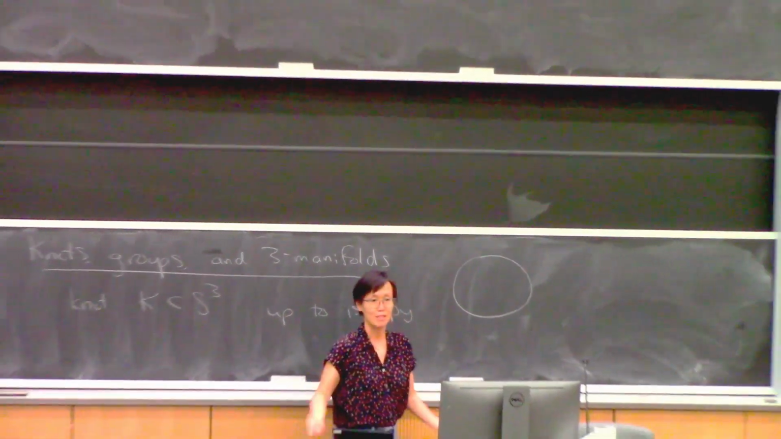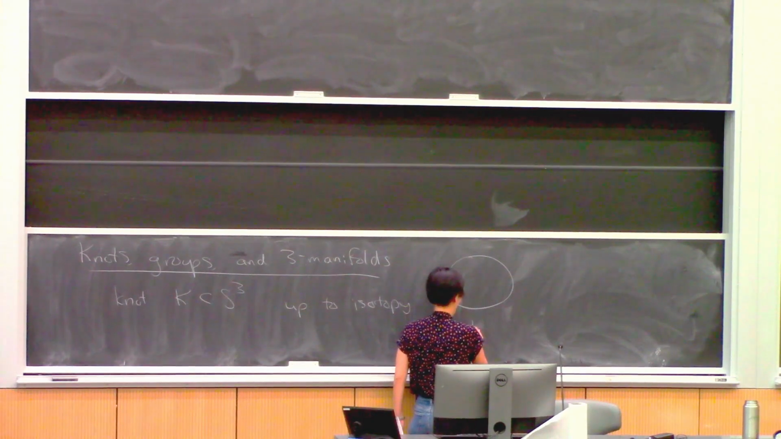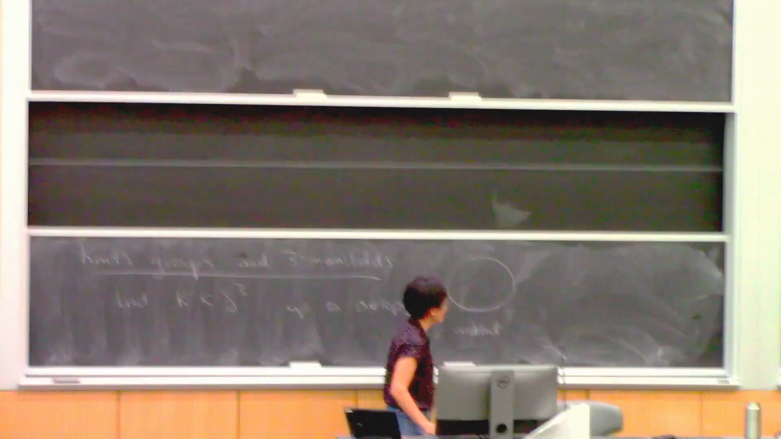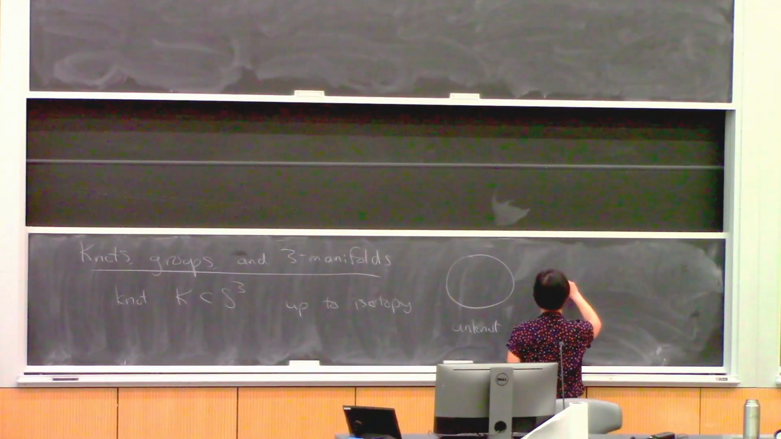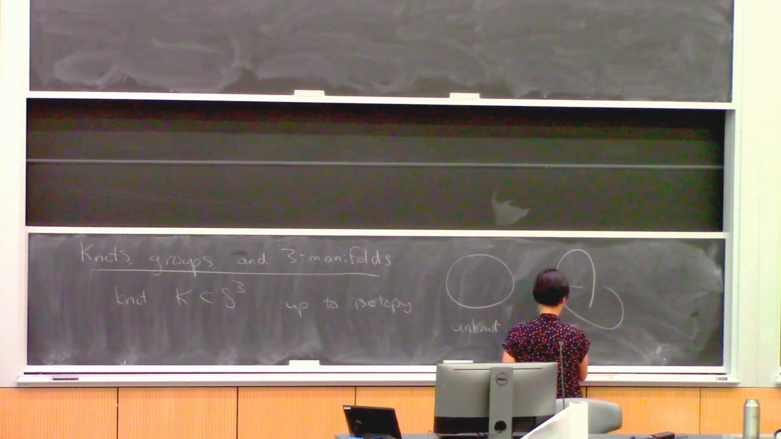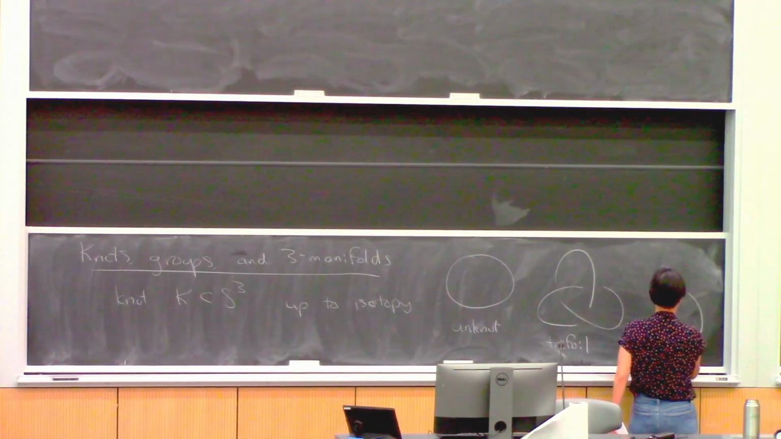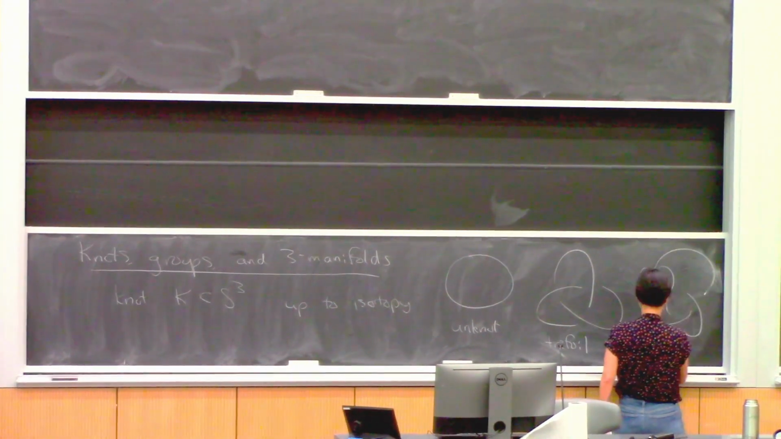Okay, so what are some examples of knots? This is a knot. This is a smooth embedding of a circle into S3. This one's called the unknot. Some other examples of knots. This here is called the trefoil. And here's another knot. This is called a figure eight.